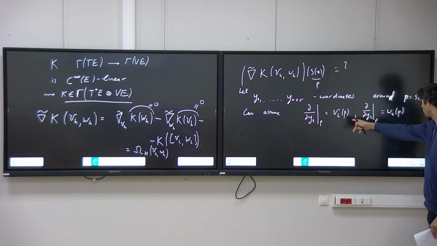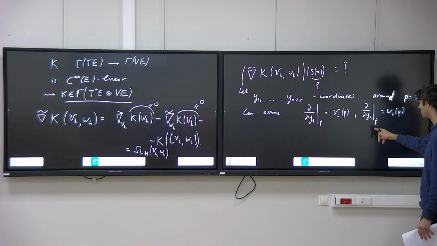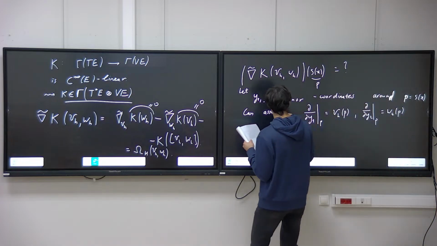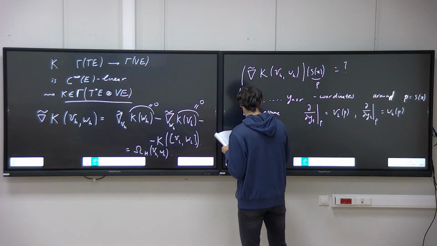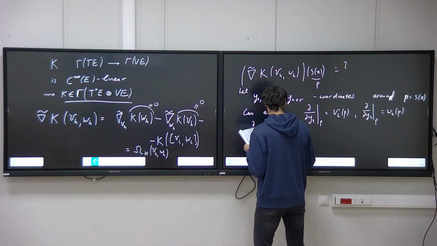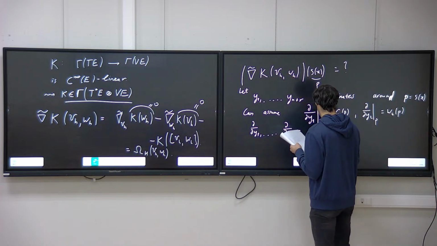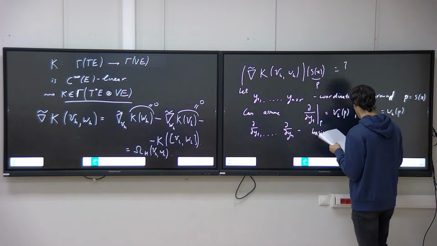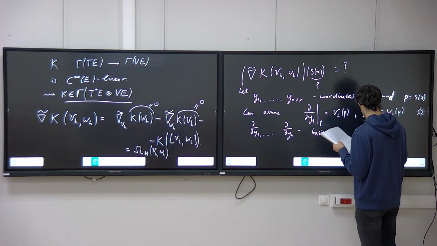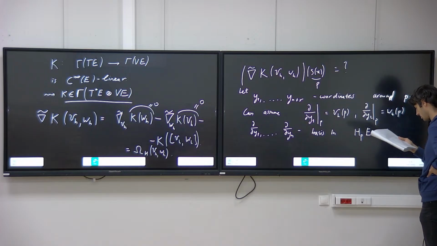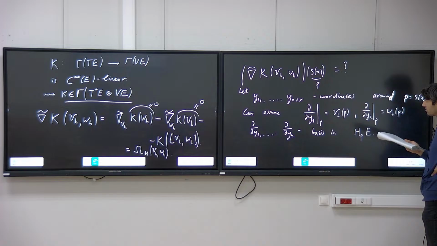So I'm replacing VH and WH with these guys, really. And also I'm saying that the first n of them give a basis in the horizontal direction. And the rest of them just complete this to the basis of TPE. All right.